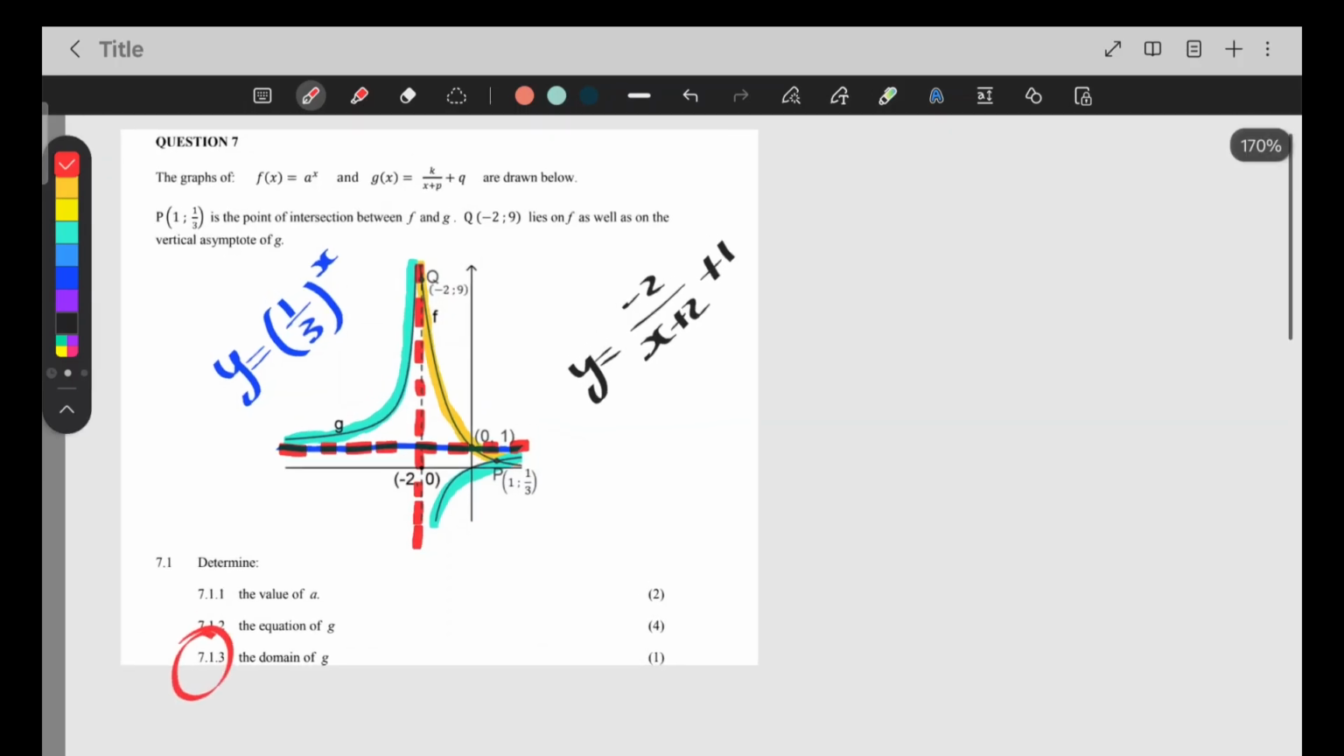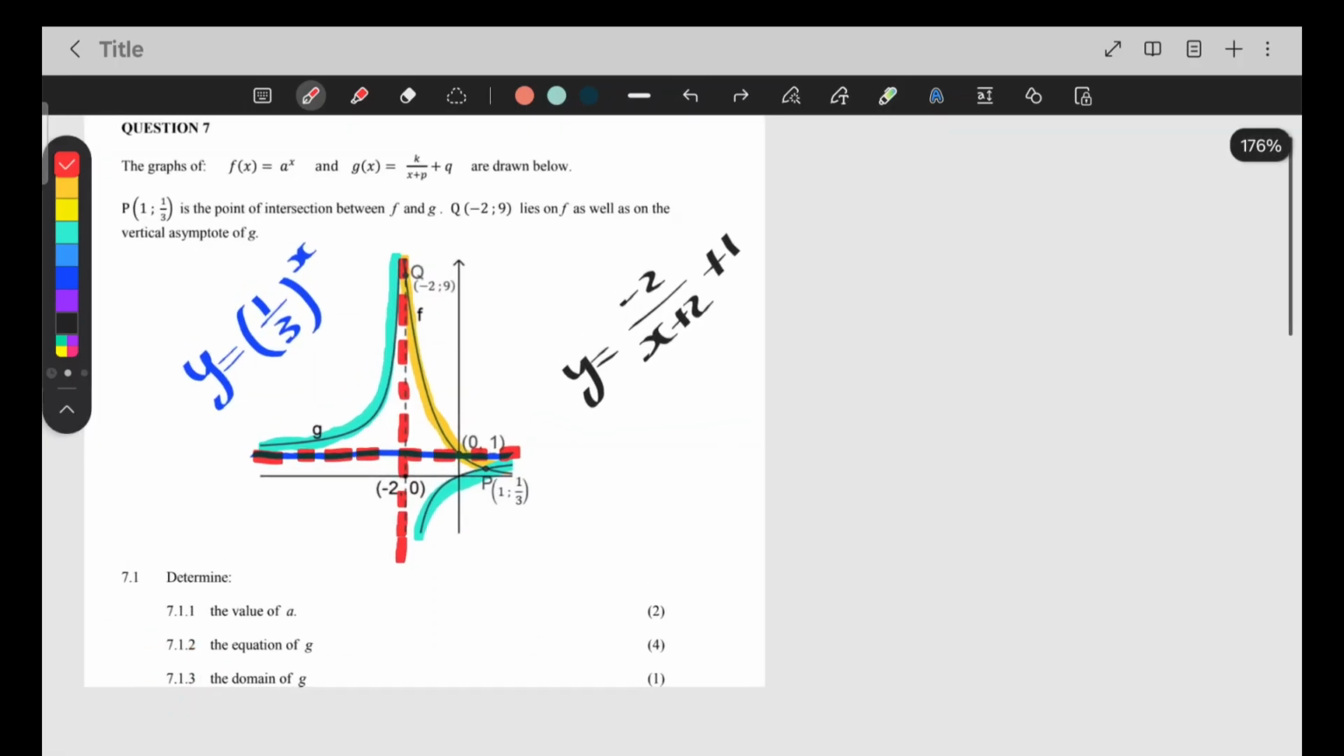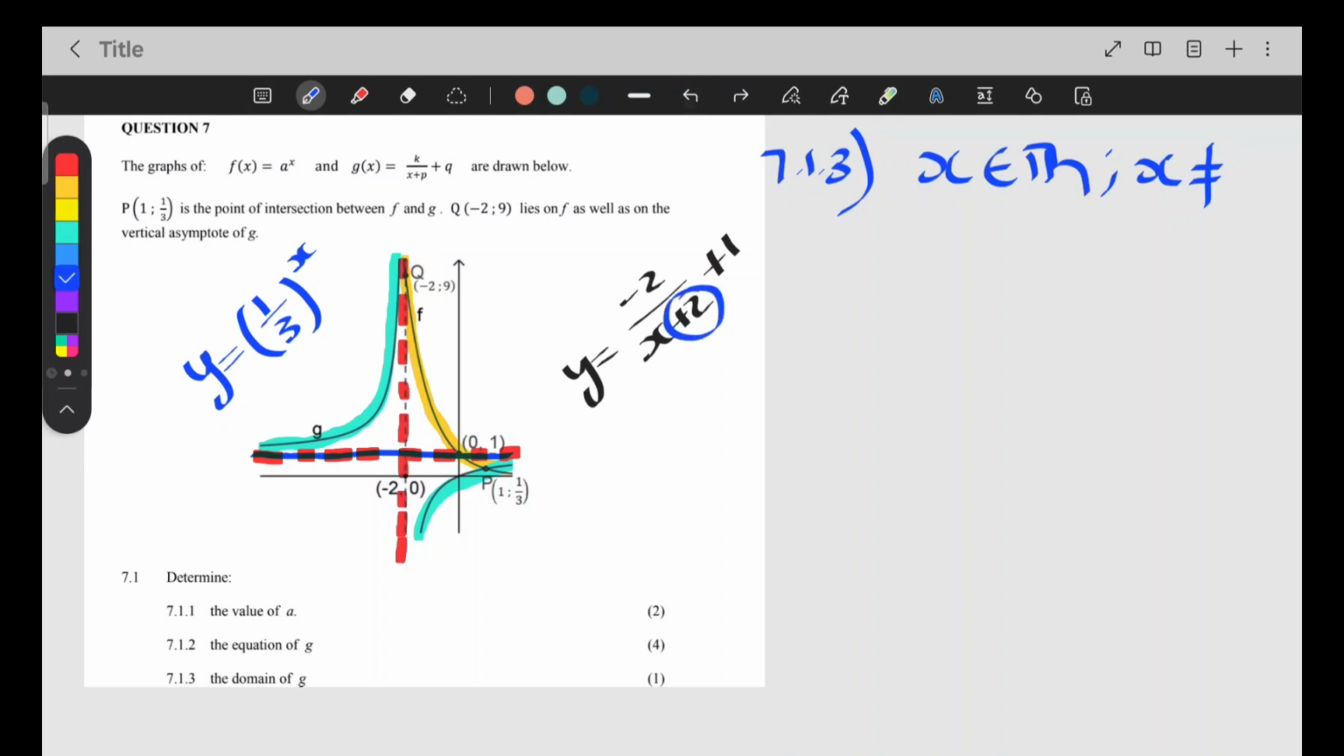Okay, our next question, 7.1.3. They want the domain of G. So G is the hyperbola. So for the domain, we always write x is an element of the real numbers, but x cannot be this asymptote. So x cannot be the opposite of that. x cannot be negative 2. And that was for 1 mark.